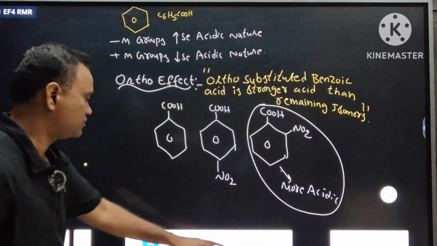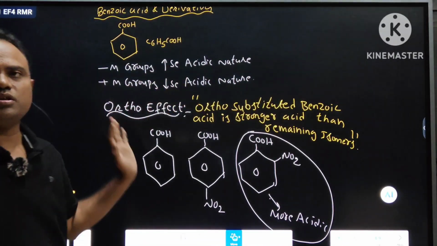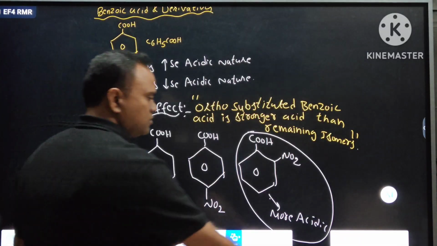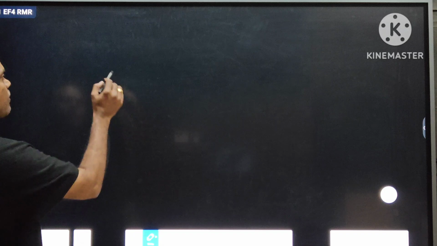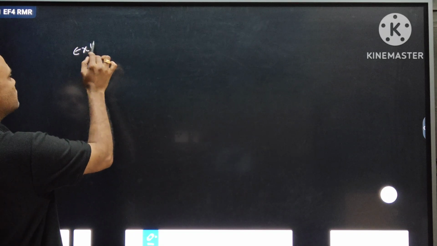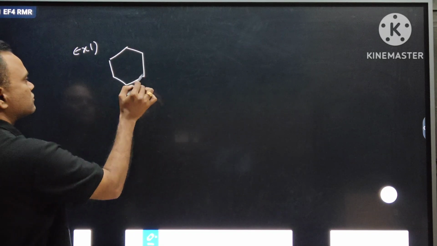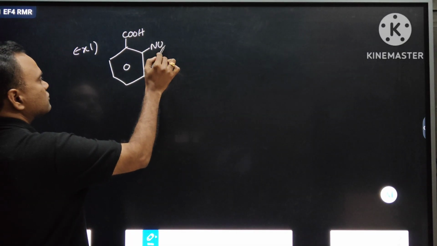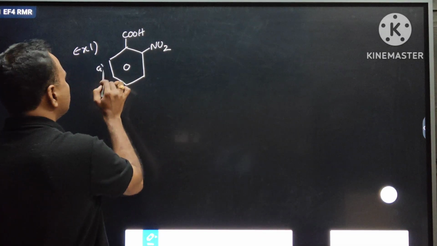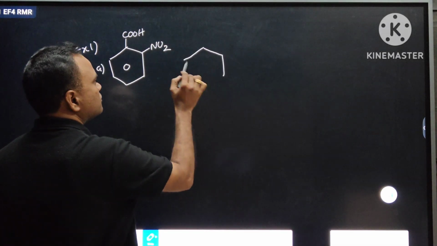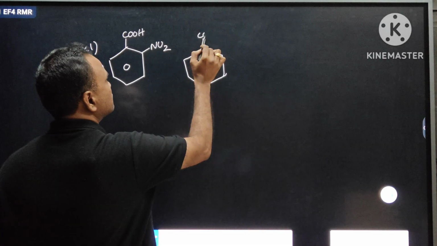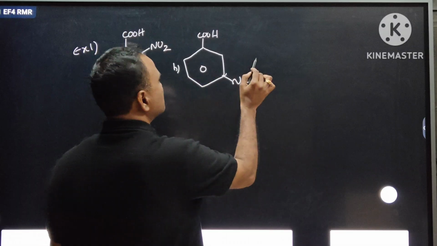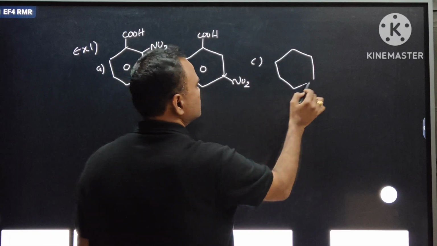Once see this, minus I groups increase acidic nature. Let us start very important examples. Example 1: orthonitrobenzoic acid, metanitrobenzoic acid, paranitrobenzoic acid.